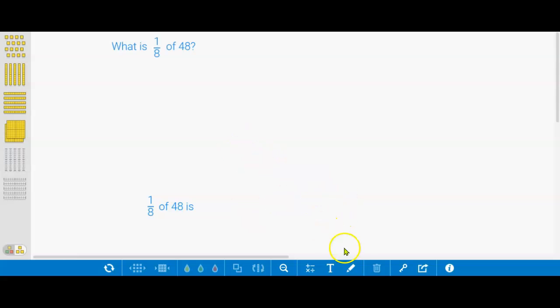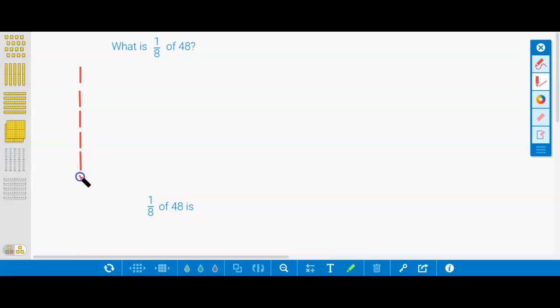So first thing I'm going to do is make 8 equal rows. Well, 8 rows. And I'll use the drawing tool to do that. 1, 2, 3, 4, 5, 6, 7, 8. All right. You can turn off the drawing tool by clicking it again.